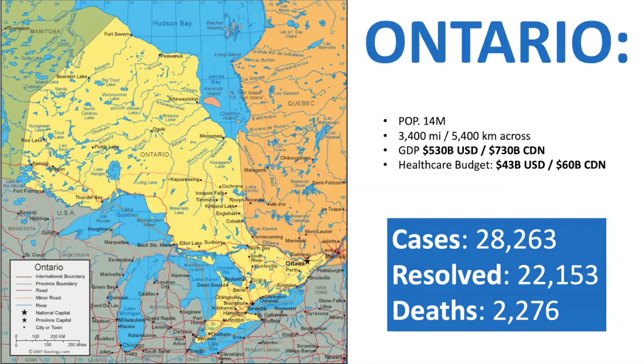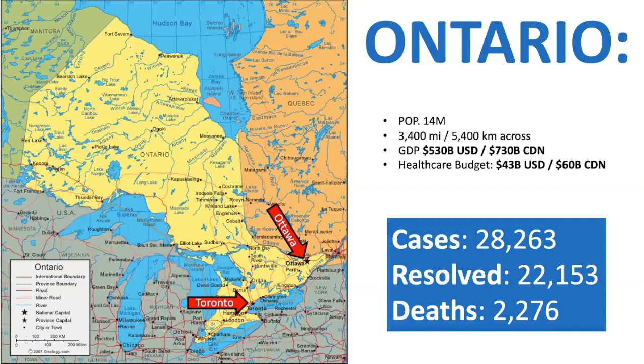Current stats on where our COVID-19 response has been so far: we've got 28,263 cases that have been identified. And of those, 22,153 have been resolved. And thankfully, though it's not great, 2,276 deaths. It could have been a lot worse, but so far we've been very lucky, I think, with how things have turned out. So we're going to be talking about, and yes, here's Toronto and here's Ottawa.